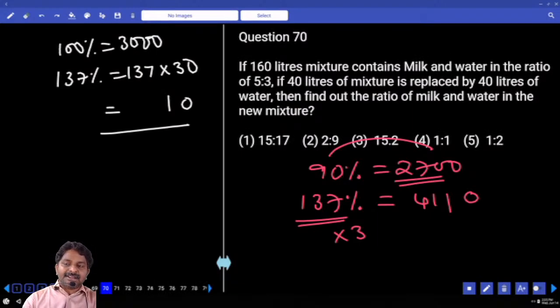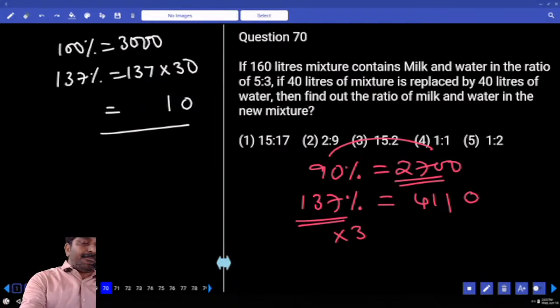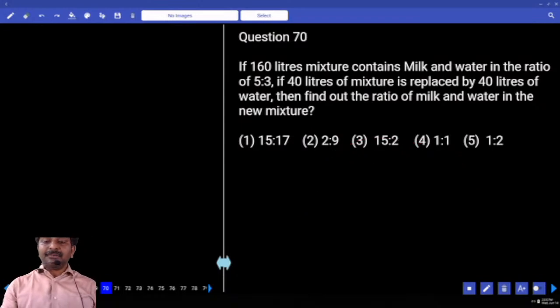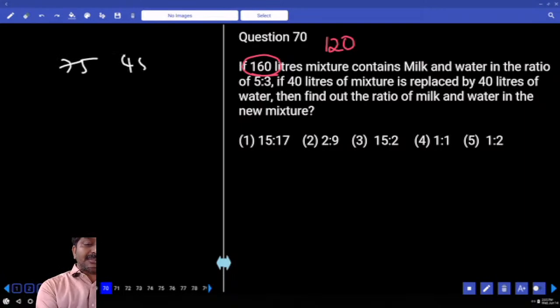If 160 liters of mixture of milk and water in the ratio of 5:3, if 40 liters of this mixture is replaced by 40 liters of water, that means 40 liters of mixture is taken out, right? Out of it, how much is left? Even in this 120 liters, milk and water must be in the ratio 5:3. 8 parts is equal to 120. Each part 15. 5 parts 75. 3 parts water.